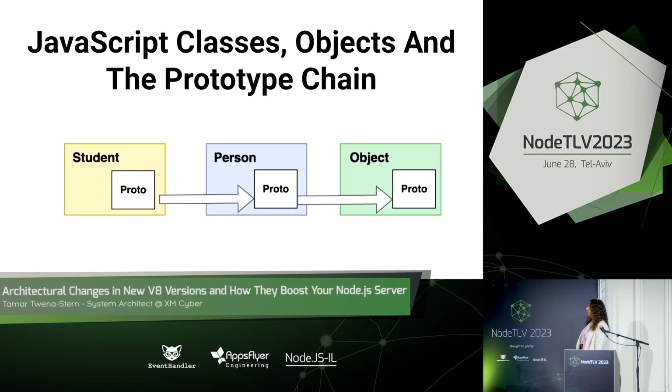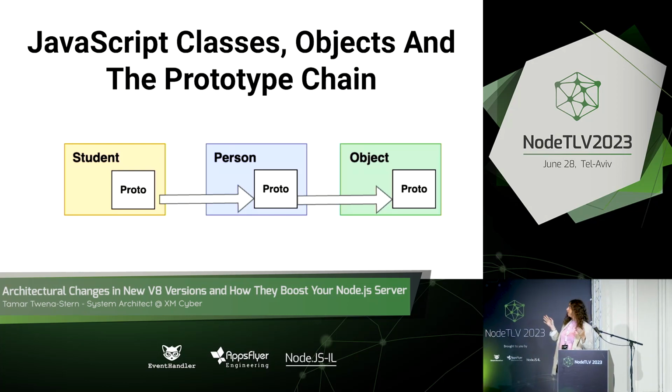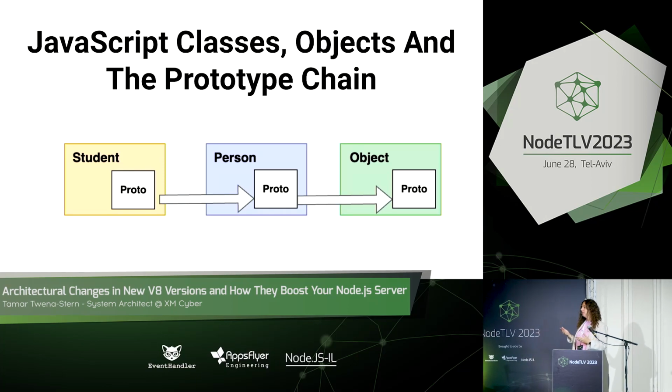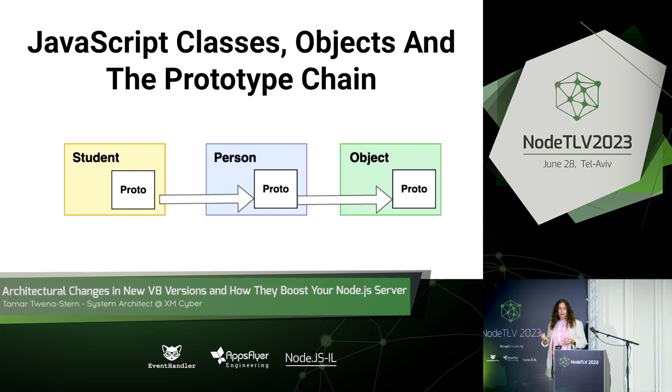So let's talk a little bit about JavaScript classes, objects, and the prototype chain. As you know, in JavaScript we don't have types, but the prototype of the object student is pointing to the prototype of the object person, which is pointing to the prototype of the object, and behind the scenes a hidden class is created, and the exact wording for that hidden class is a shape. We're going to explain how shapes work later on. So the shapes are being created.